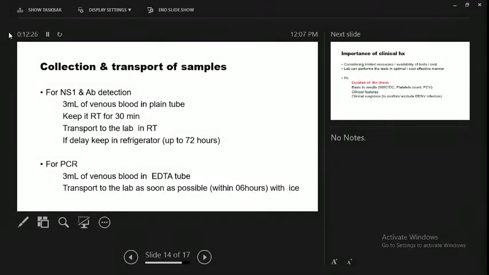For NS1 and antibody detection, we prefer 3 ml of venous blood. Keep it at room temperature for 30 minutes. It can be transported to the laboratory at room temperature. If delayed, you can keep it in your refrigerator. For PCR, we need an EDTA tube. You have to transport it as soon as possible to the laboratory.